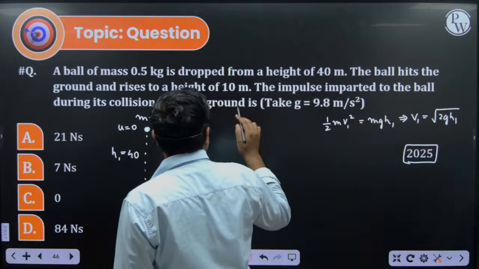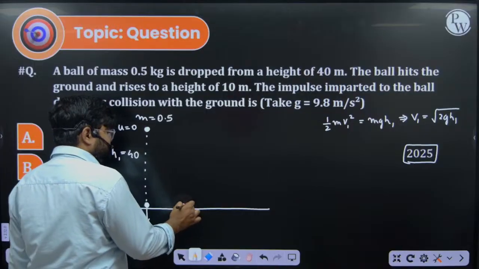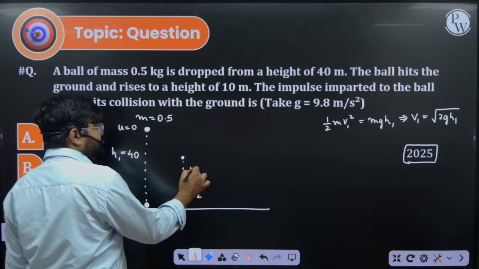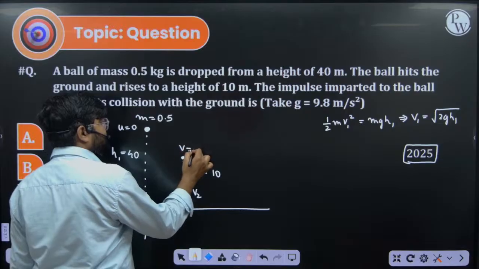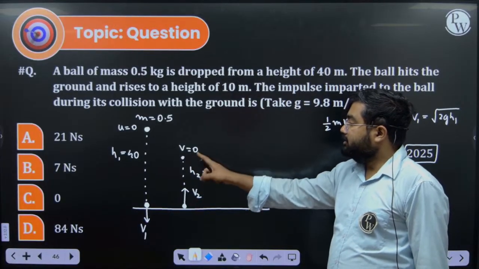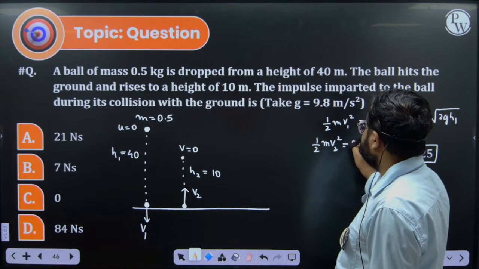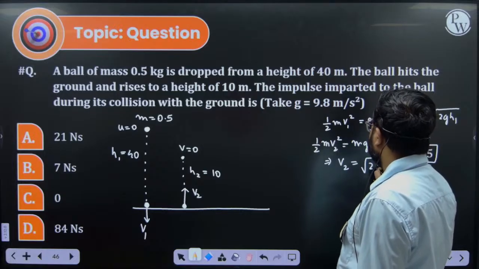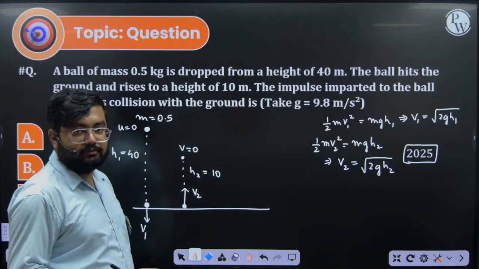Now it says it hits the ground and rebounds to a height of 10 meter. So basically, after hitting the ground, the ball again has some velocity, let's say v2 upwards, and this time it is reaching a height of how much? 10 meter. That means here again the final speed becomes 0. Again, we can apply energy conservation here. The kinetic energy got converted into potential energy. So we can write half m v2 square as mgh2, which will again give v2 value as root 2gh2. So now we have both v1 as well as v2.